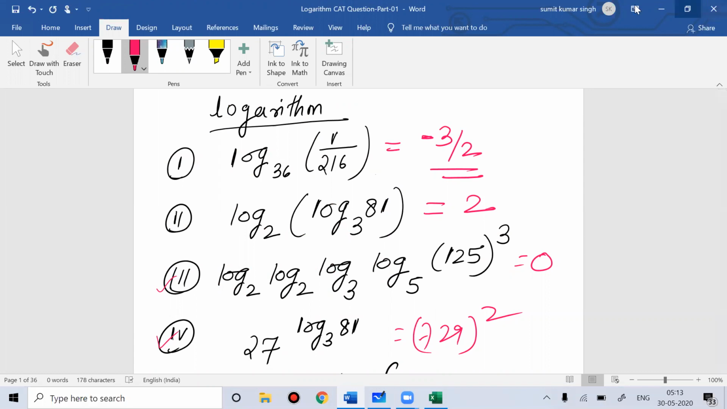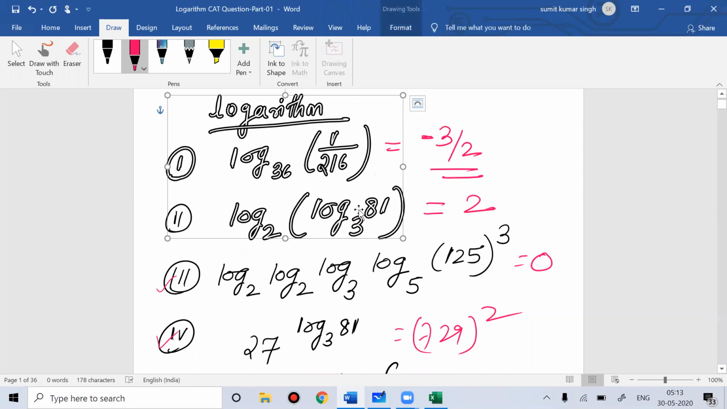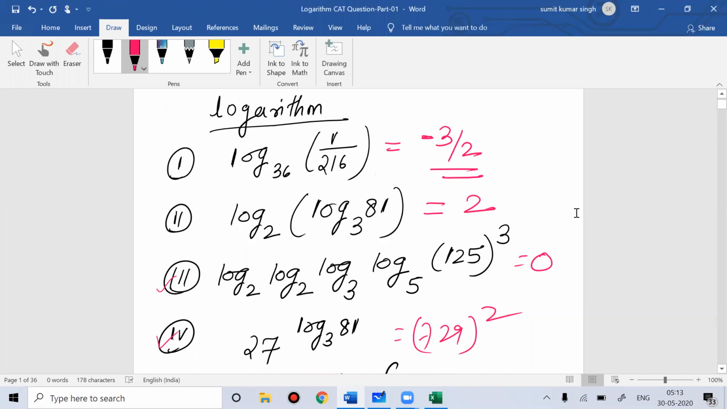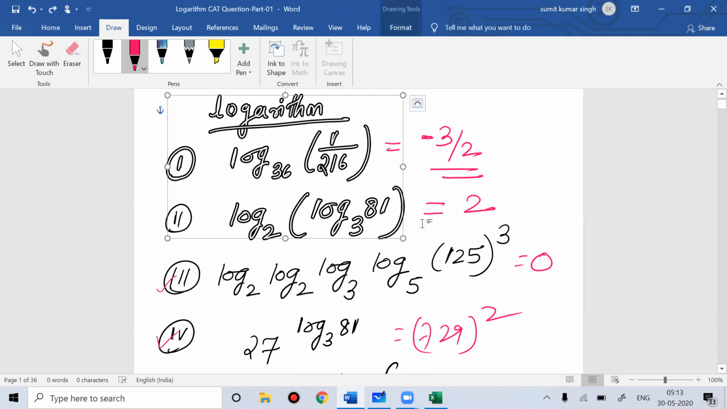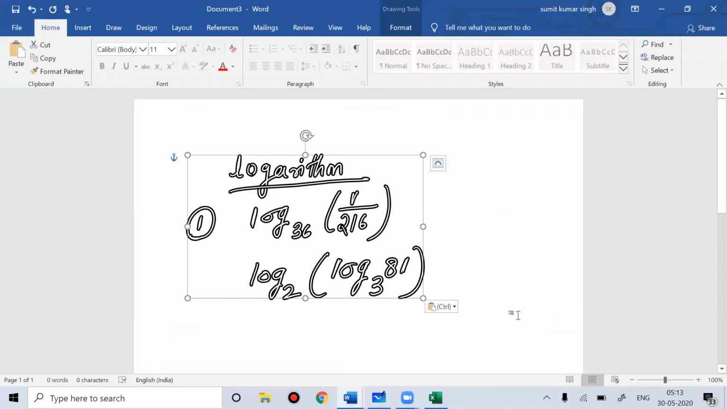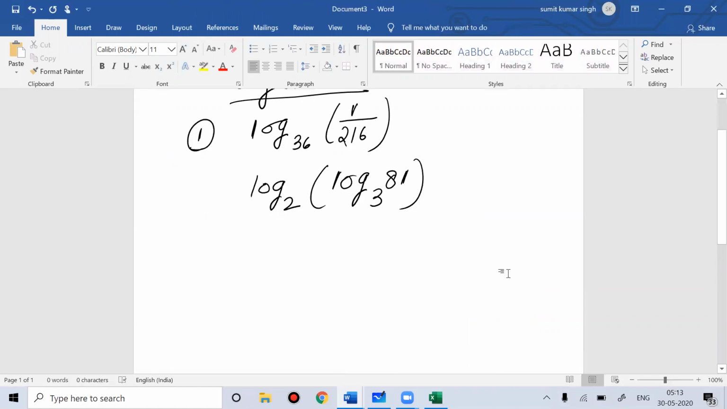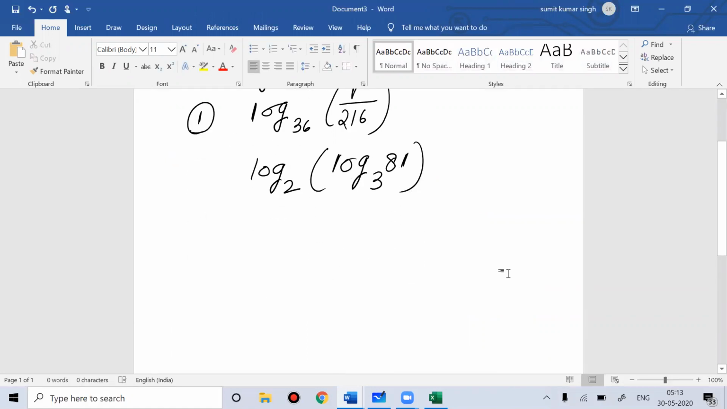So, if I talk about question number 2, if I want to solve question number 2, you can write question number 2 like this.